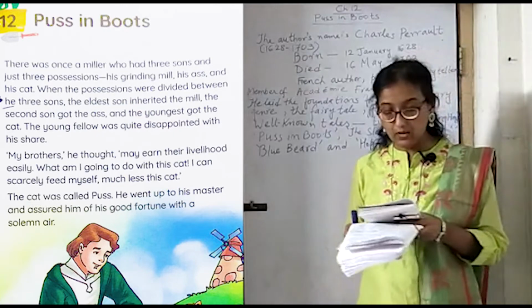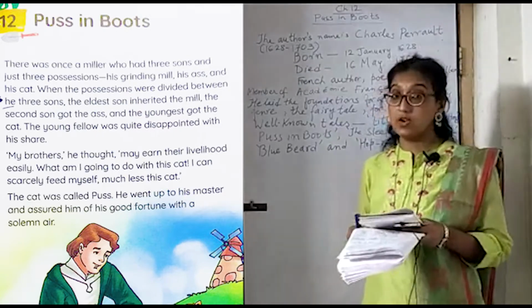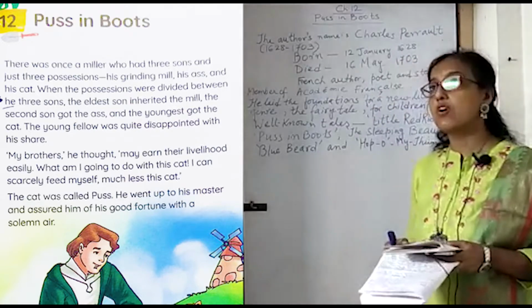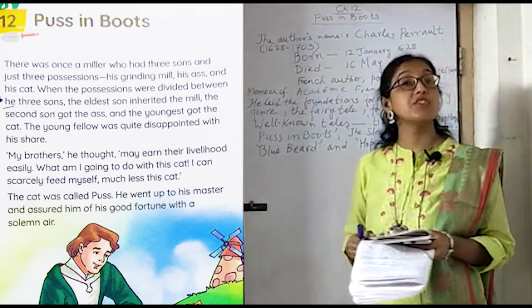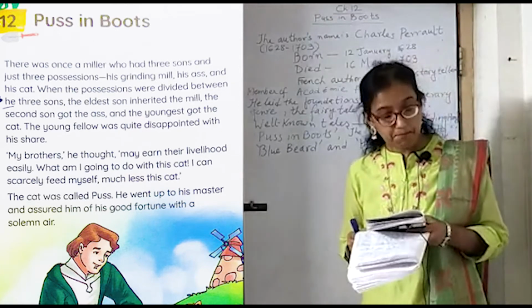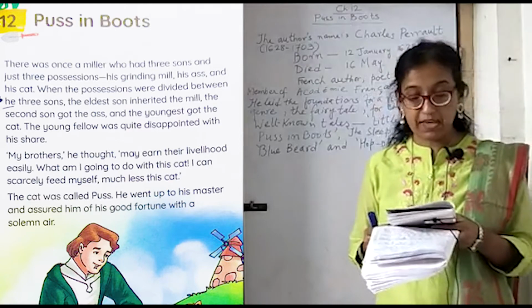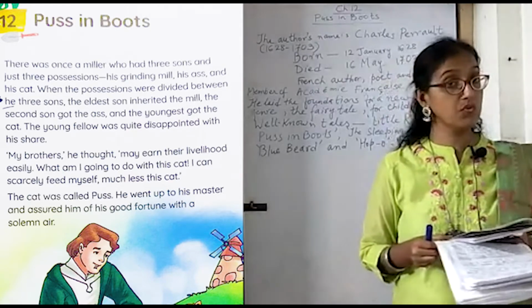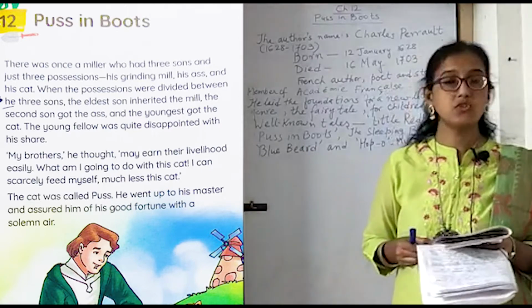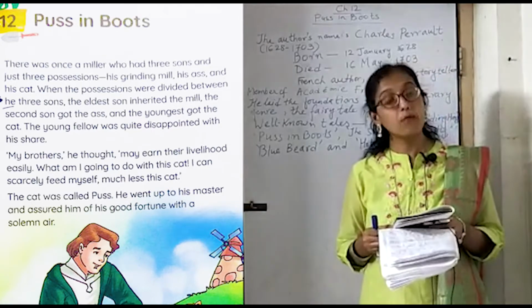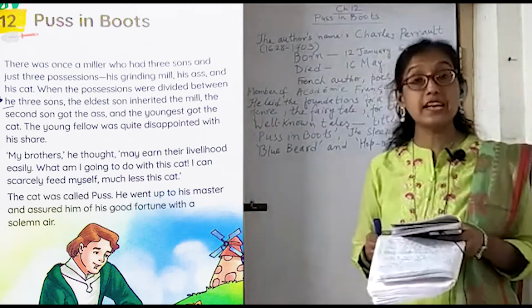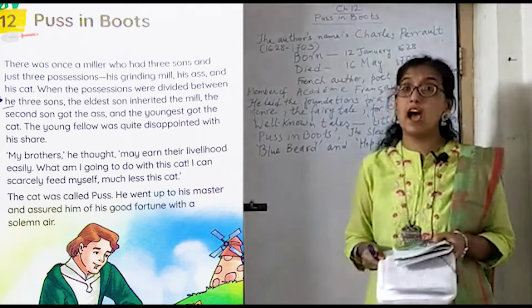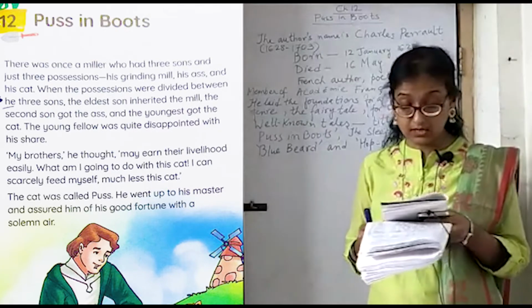The young fellow was quite disappointed with his fate or his share. Why? Because he thought that his share was not worthy. My brothers, he thought, may earn their livelihood easily because they could use the mill and the ass to earn their livelihood. What am I going to do with the cat? I can scarcely feed myself. Then how will I be able to feed the cat?